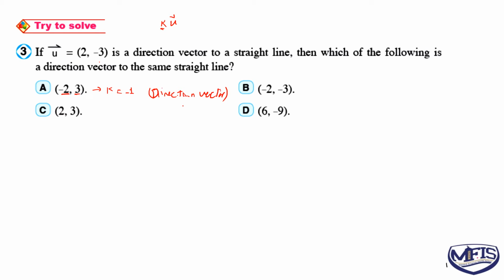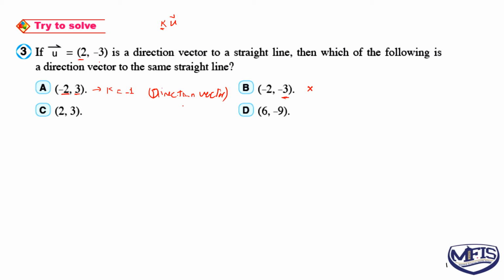Second one, (-2, -3). Since we have -2, it means we multiplied 2 by -1, so we must multiply -3 by the same scalar, which is -1. That will be 3, not -3. So (-2, -3) doesn't represent a direction vector to the same straight line.